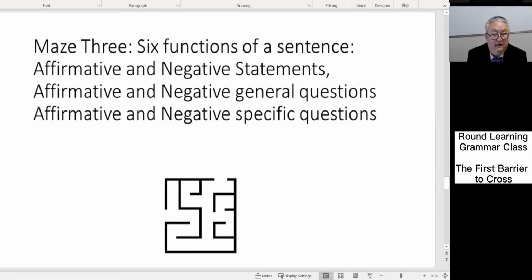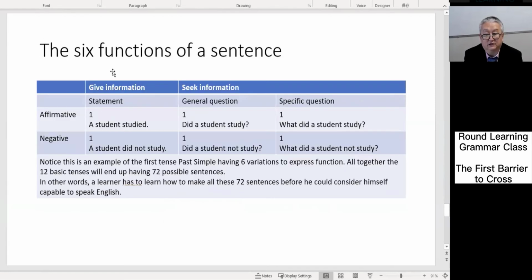Now, the third barrier, maze 3, okay, is the 6 functions of a sentence. For any one sentence, it is possible that it is an affirmative statement. It could be a negative statement. It could be a yes-no question, but there are affirmative and negative differences too. And then it could be a specific question, and that question can be affirmative and negative too. So altogether, there are 6 different possibilities for any one sentence.